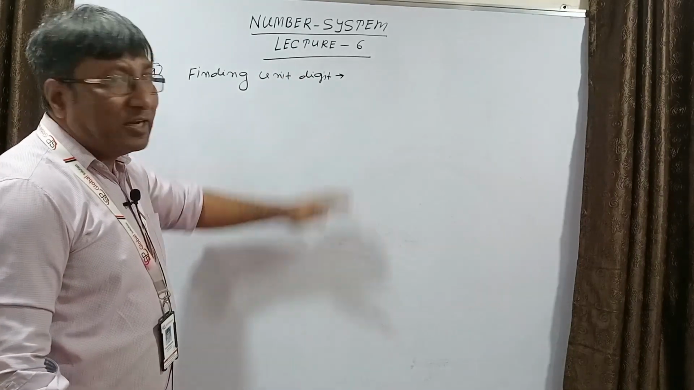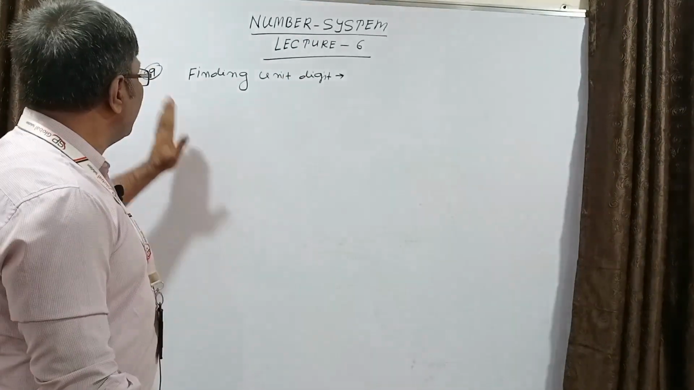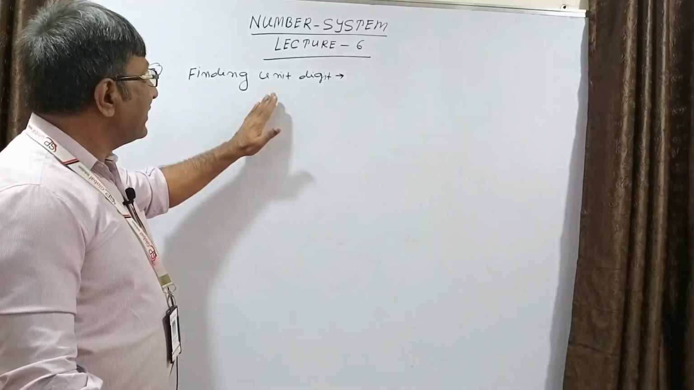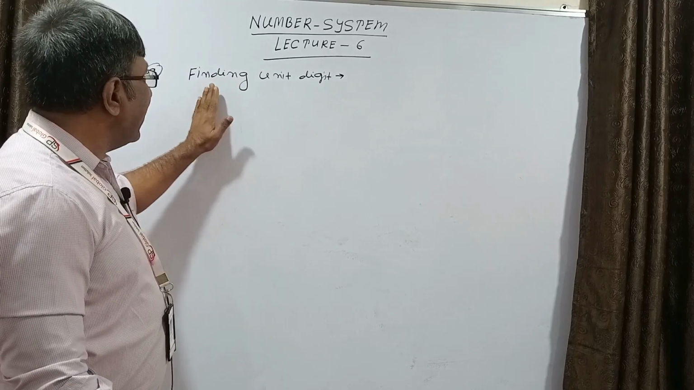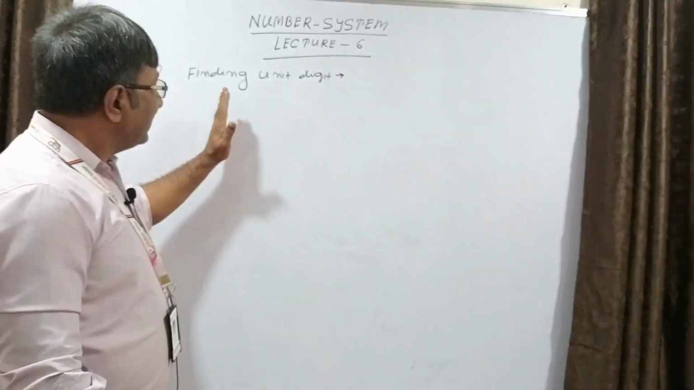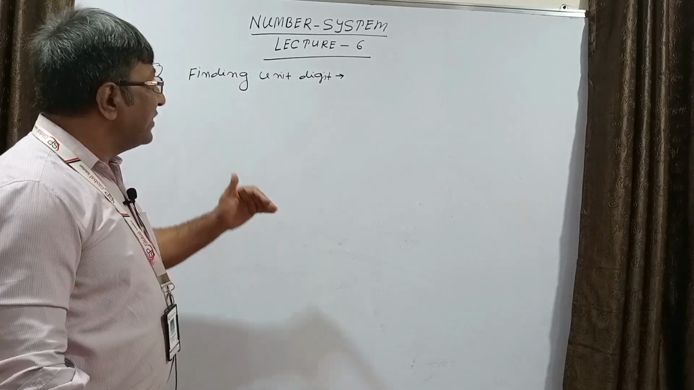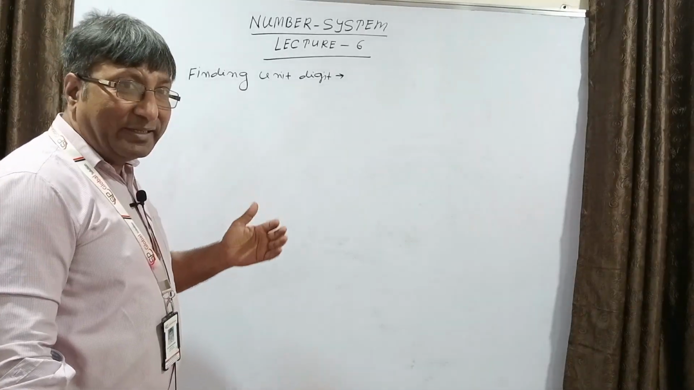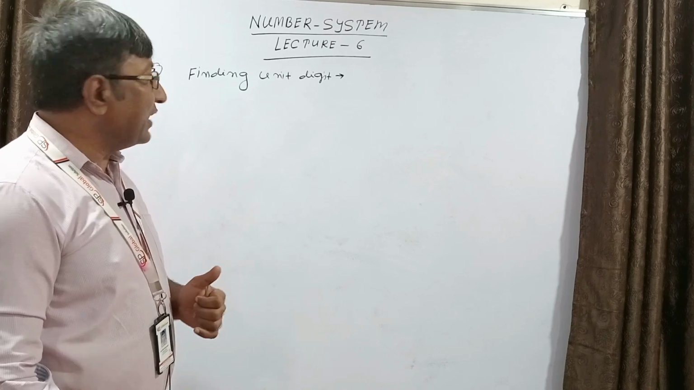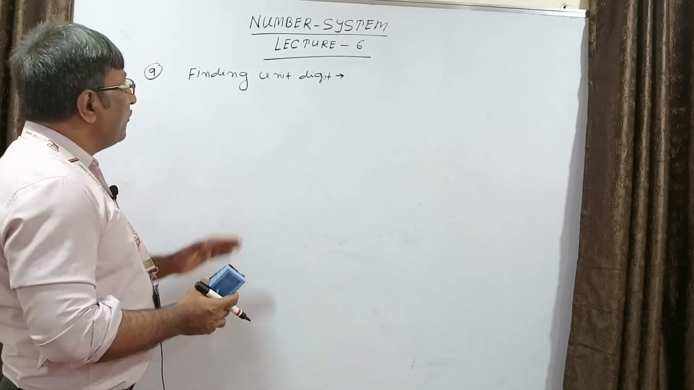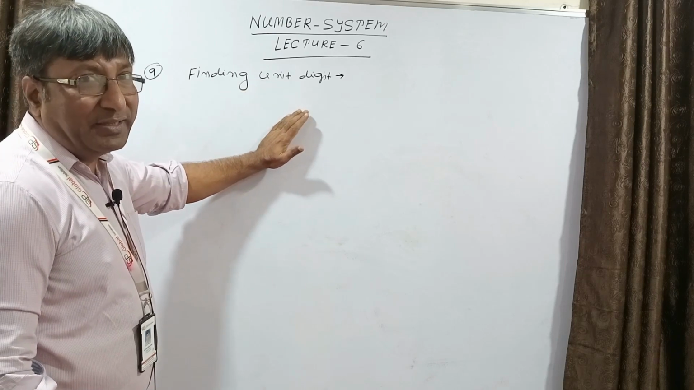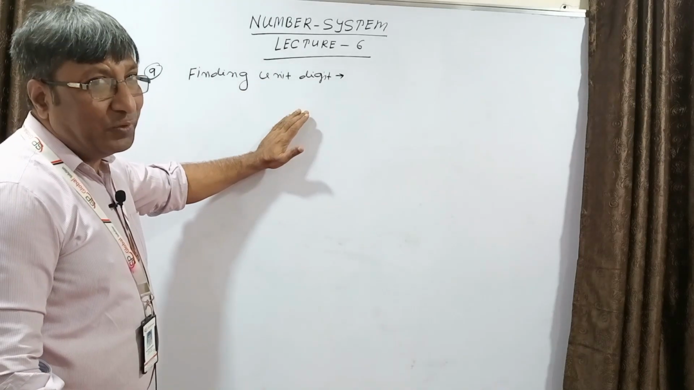In lecture number 5 we have done up to the 9, that is finding unit digit. And in lecture number 5 we explained finding unit digit in two groups. First group is when the unit digit is given as either 0, 1, 5 or 6. So now today we are finding unit digit. If any number is given, then how can we find our unit digit?